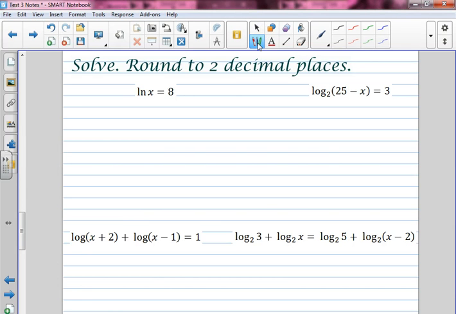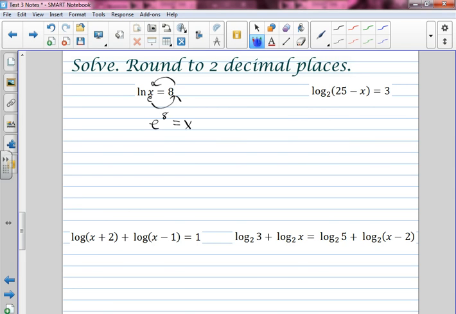All right, my first problem says the natural log of x equals 8. So do I have a logarithm on both sides? No, I don't. So I'm going to turn this into an exponential. Well, what I need to understand is that this has an understood base of e. So now I do my cycle and I turn it into an exponential. e to the 8th power equals x.